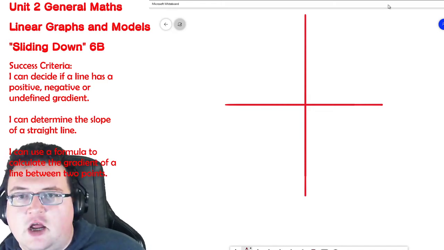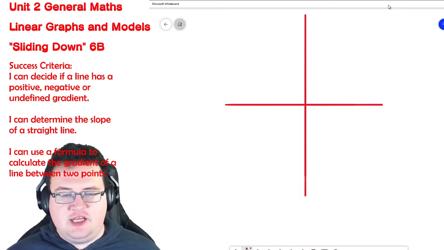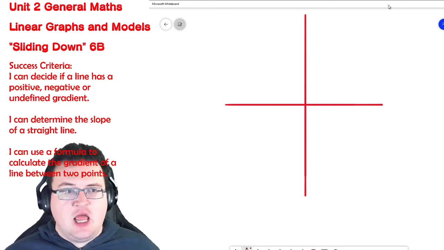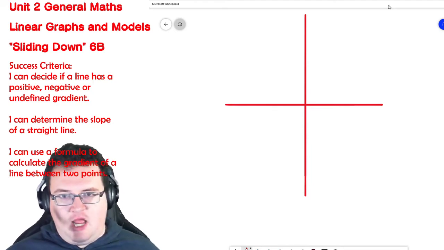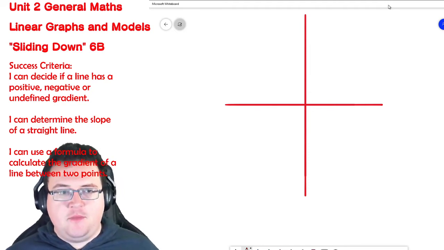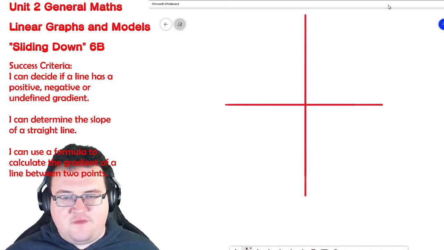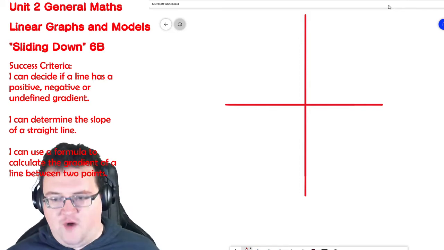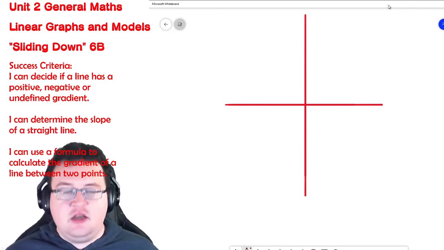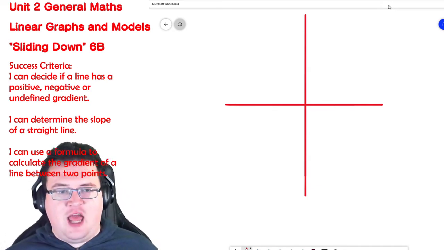So, g'day guys. When we are looking at linear graphs, it's important for us to realize that the angle or the way the line is slanted has different properties depending on how it's slanted. So lines have what's called a gradient or a slope, and that gradient can be positive, negative, undefined, or it can have no gradient. Now, there is a difference between zero gradient and undefined gradient, which we will get to in a moment.